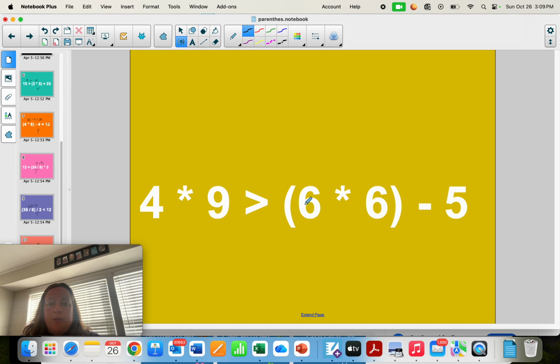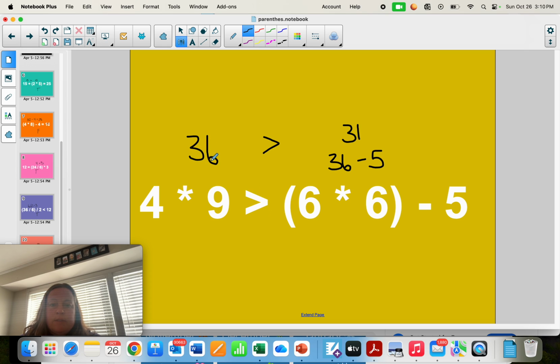Okay, I know the rule. Whatever's in parentheses first. So I'm going to do that first. 6 times 6, 36. 36 minus 5, 35, 31. 31 is the answer to this side. But remember, they gave us a little more of a challenge this time. We have to solve that side too. So 4 times 9, 4 times 9 is 36.